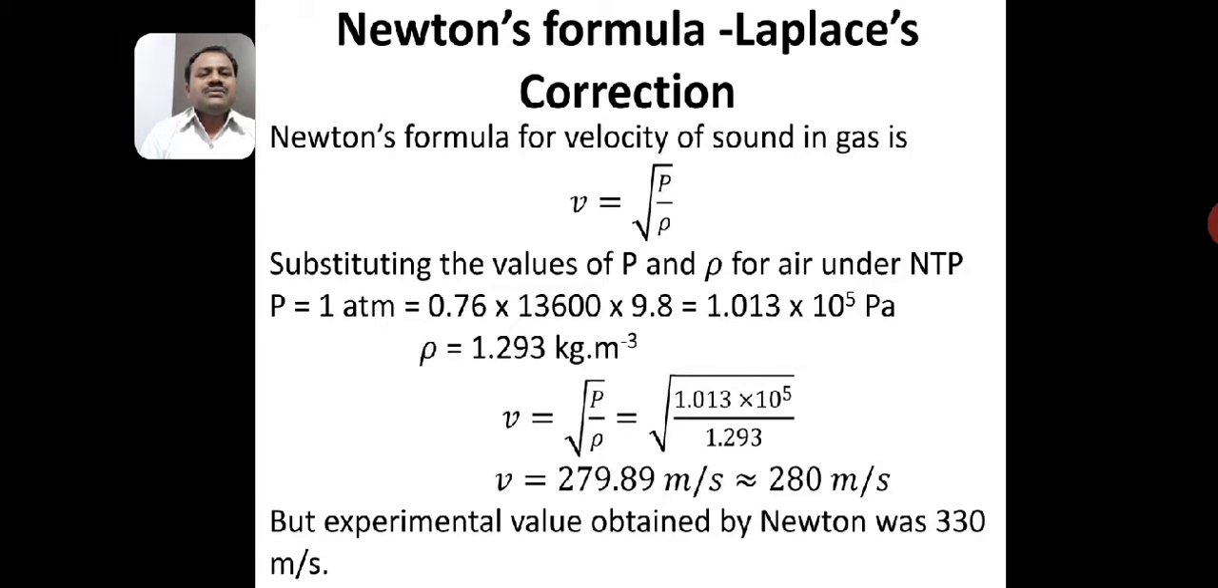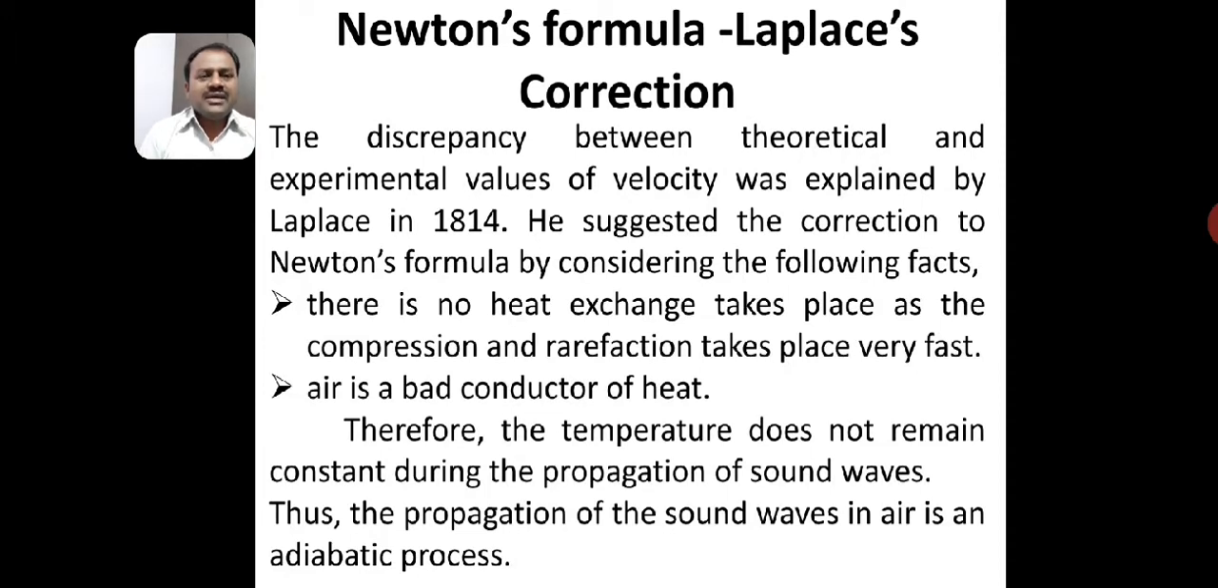If we substitute the value of pressure, that is 1 atmosphere at NTP, in SI units 1.013 into 10 power 5 Pascal, and the density of gas 1.293 kg per meter cube, in Newton's formula for the velocity of sound in air, we get a velocity of 280 meter per second. But Newton himself determined the velocity of sound waves in a gas medium as 330 meter per second in his experiment. Therefore, there is a discrepancy between the theoretical and experimental values. This discrepancy was corrected by Laplace in 1814.